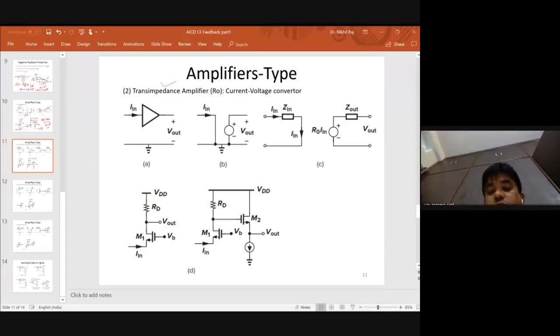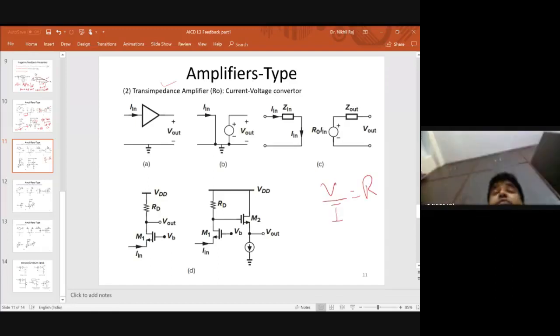Why is it called transimpedance? Because voltage by current, V by I, is nothing but resistance. And here we cannot say resistance, because some capacitors can also be included, so it is replaced by the term called impedance.